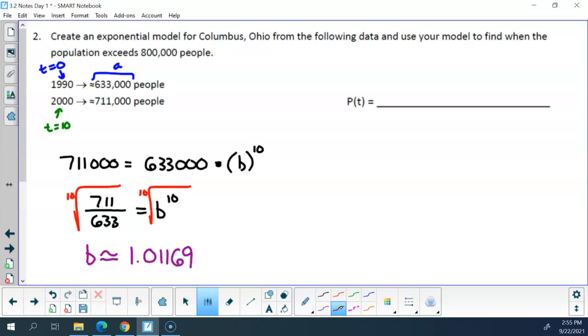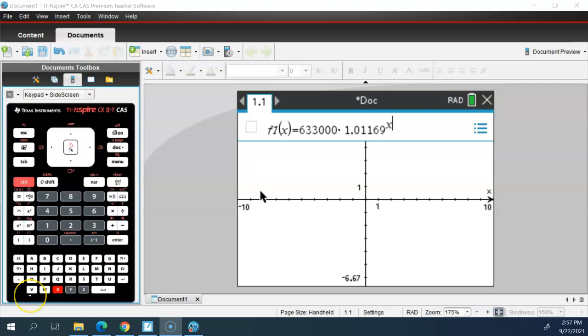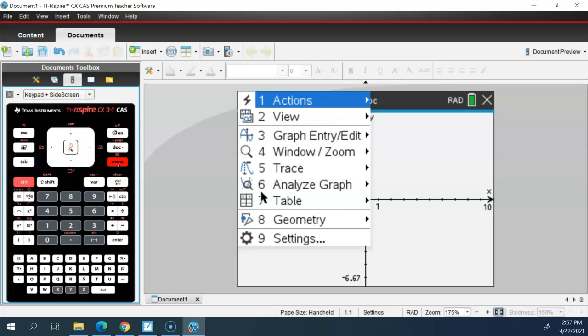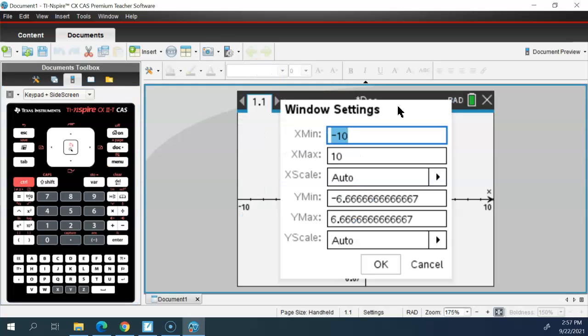So we have 633,000 times 1.0169 to the t power. Okay. So there is my function. Boom, there it is. And then my second function is going to be 800,000. Boom, there it is. Now I already know that my window, I'm going to have to move way up.